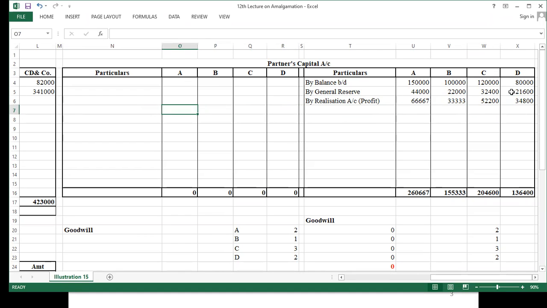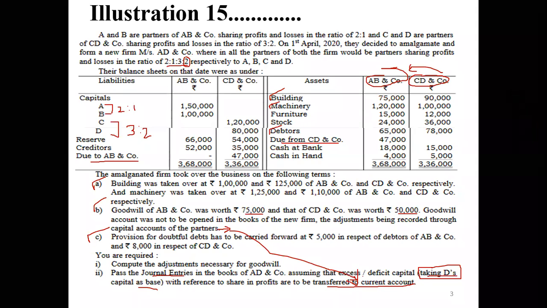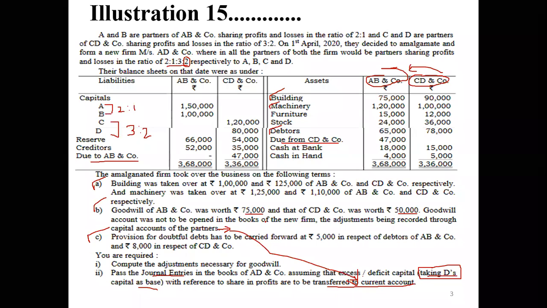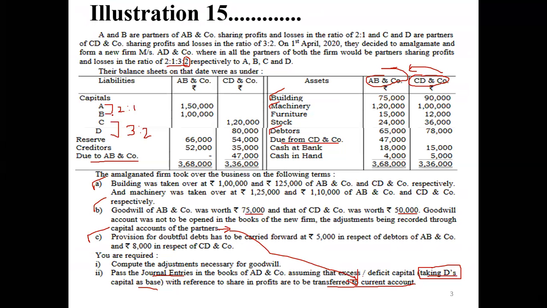After this, they have said in the problem that goodwill should not appear in the new firm. Okay, and therefore we have to write it off. Total goodwill we have 75,000 plus 50,000, that is 1,25,000. And the new profit sharing ratio between A, B, C, D is 2:1:3:2. This is what we got from here.